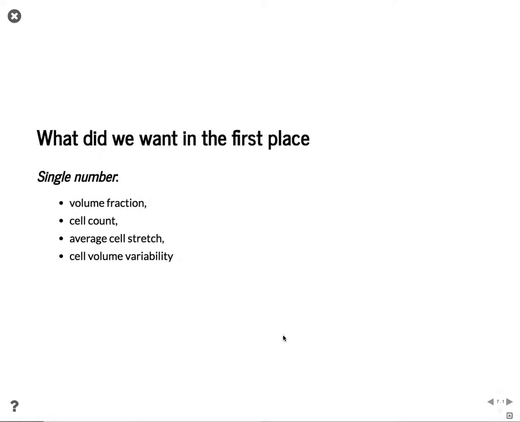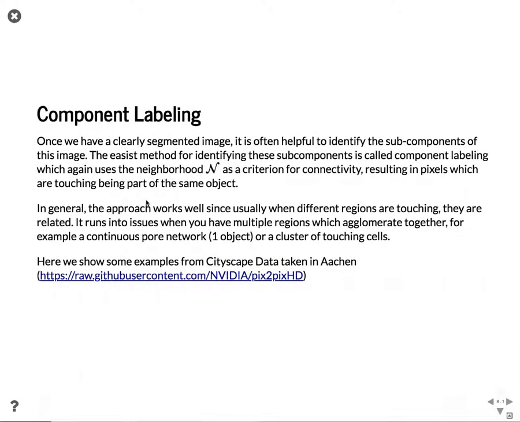And so when we go back to what we were interested in doing in the first place, it was this idea of a single number. Having a giant image is a good starting point, very good for qualitative analysis. But if we want to do anything quantitative, we need a single number. And so we might be looking at volume fraction, cell count, average cell stretch, cell volume variability, any number of different metrics, but they all fundamentally go back to this single number. And so how can we extract these single numbers from our images?